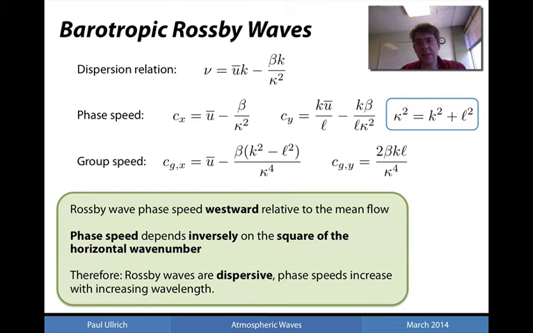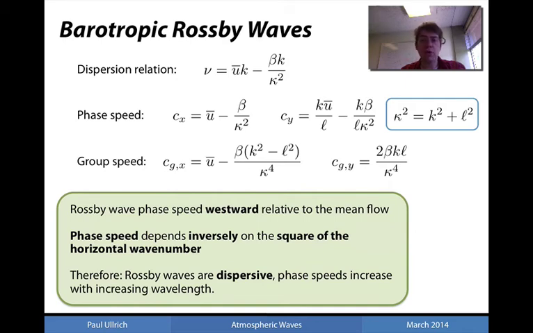Performing this analysis then leads to the dispersion relation, which looks like nu equal to u bar k minus beta k over kappa squared. Here kappa squared is the two-dimensional wave number vector magnitude squared, which is given by k squared plus l squared. The phase speed is then computed by dividing the frequency by k and l in order to give the components of the phase speed.